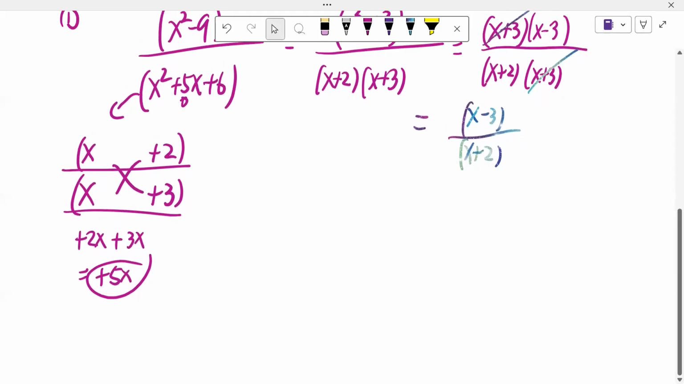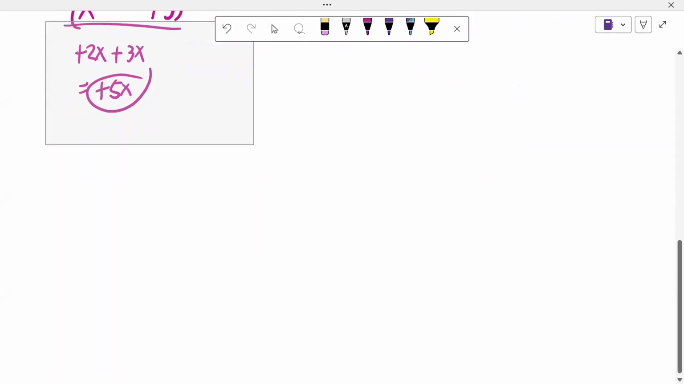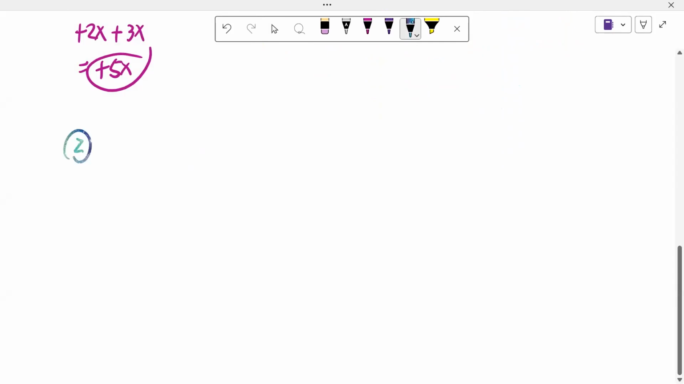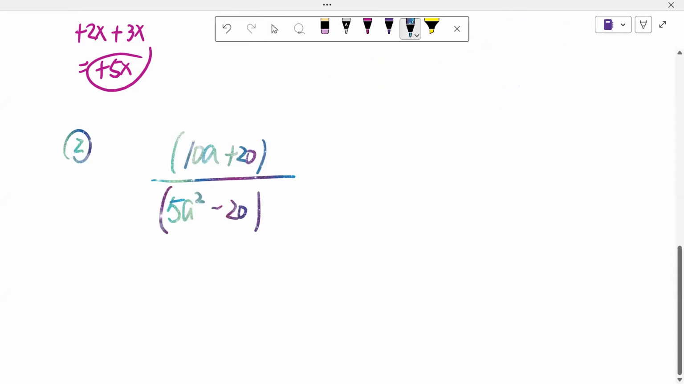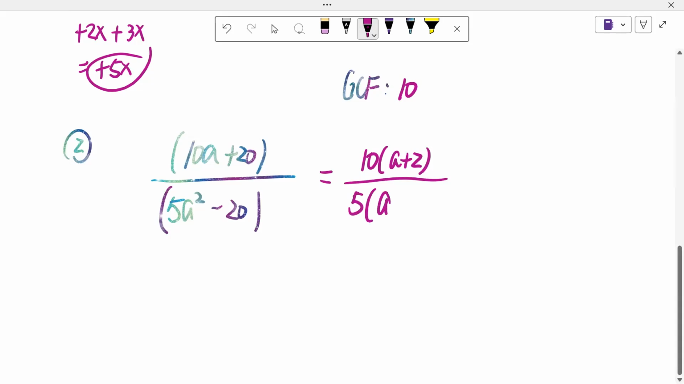Okay, so let's look at the second example. Let's say we get something like 10a plus 20 on top. On the bottom is 5a squared minus 20. First of all, we always start with the GCF, right? Factor by GCF if possible. On the top the GCF is 10, so factoring out 10, we get a plus 2. On the bottom the GCF is 5, and we get a squared minus 4.